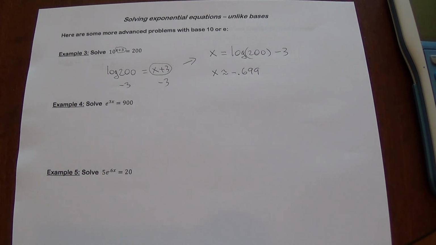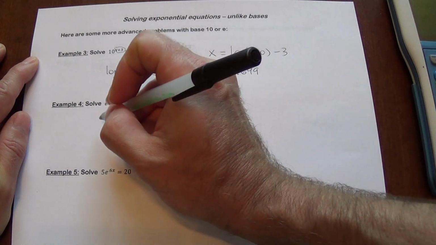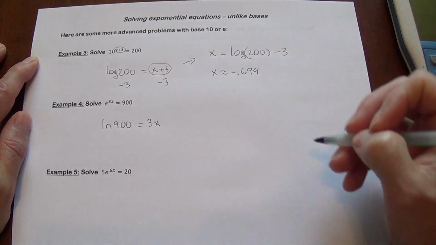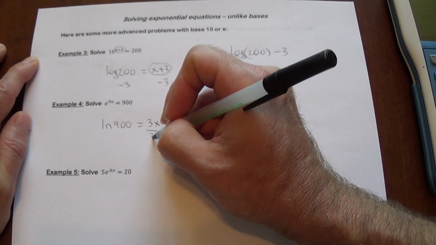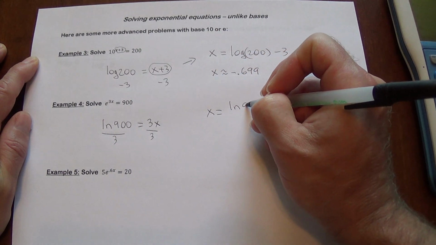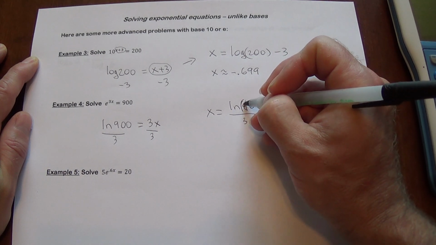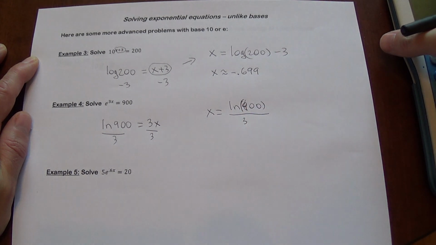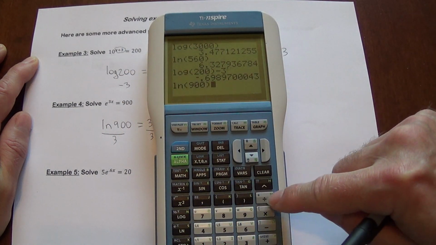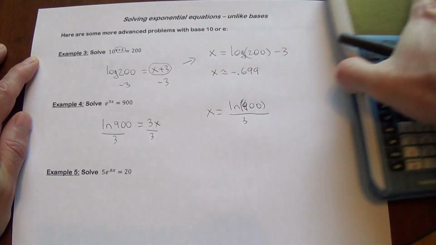Example 4, we have e to the power 3x equals 900. So we convert it to a logarithmic form by using natural log. ln 900 equals 3x, whatever exponent we have. We're going to have to divide both sides by 3. So x is going to be ln 900 divided by 3. ln 900 divided by 3 is going to be 2.267 approximately.